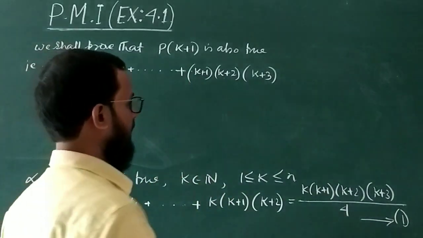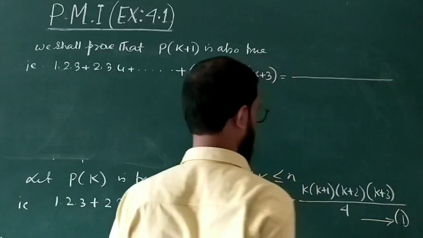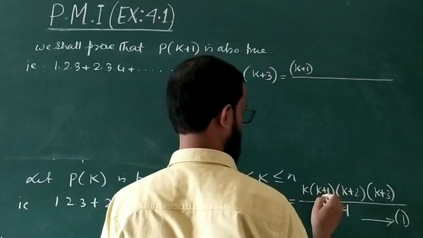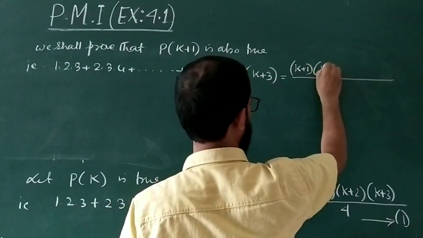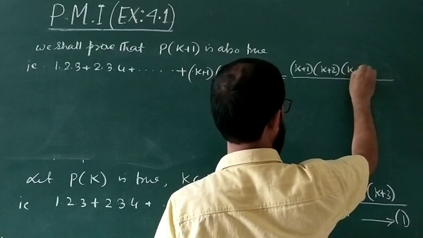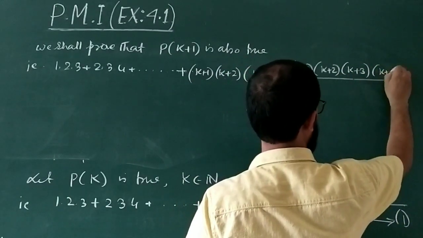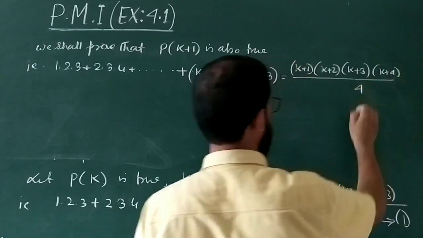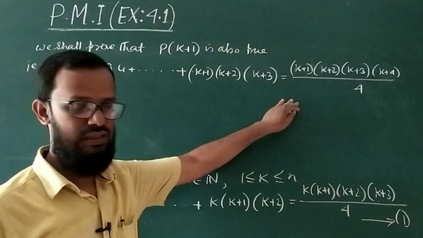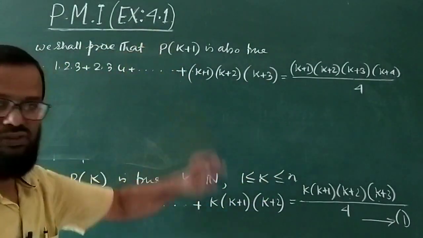Okay, and similarly right hand side क्या होगा? If n is replaced by k plus 1, this will be k plus 1, this will be k plus 2, this will be k plus 3, and this will be k plus 4 divided by 4. Okay, so this is what you are going to prove. ये अगर आप प्रूफ कर ले तो आप क्या कह सकते हो? Pk plus 1 is true.